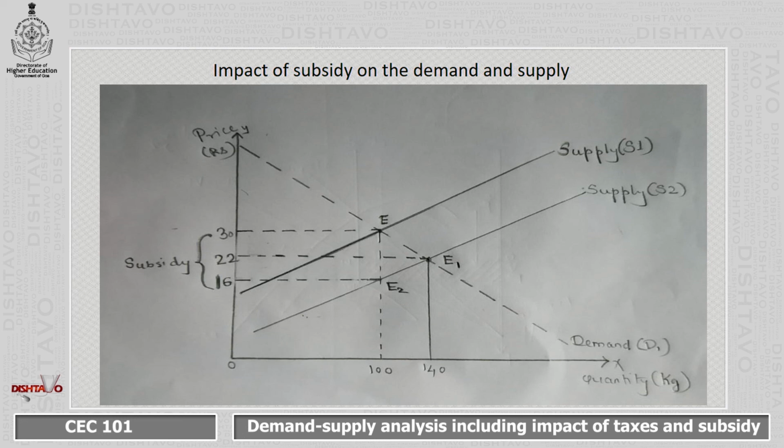So this is the benefit of subsidies given to the producers, which helps in encouraging the producers to produce more and also helps consumers by getting products at a lower rate.